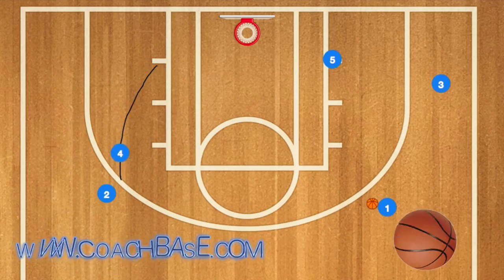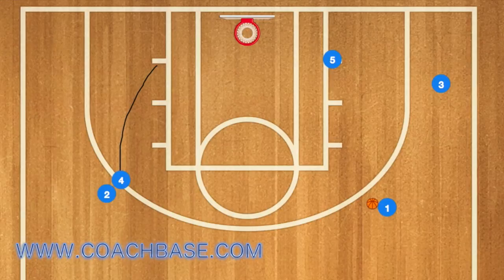So here's a back screen. With a back screen, player 4 would screen for player 2 and 2 would cut towards the rim. Then 1 would have an opportunity to pass to player 2 for a hopefully open layup.